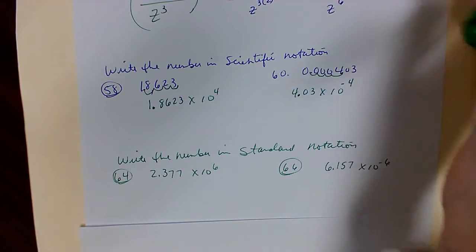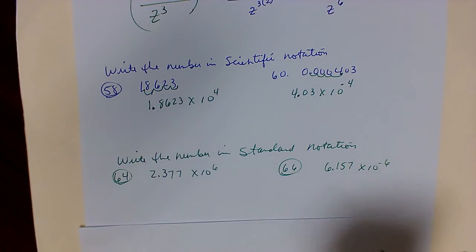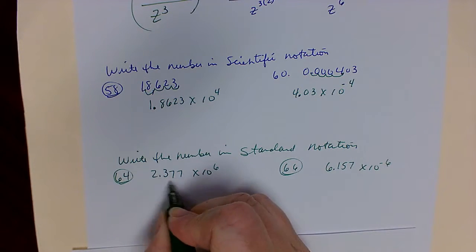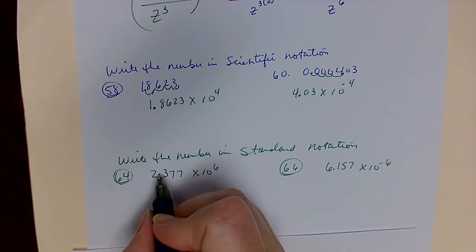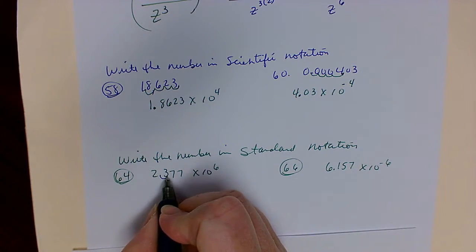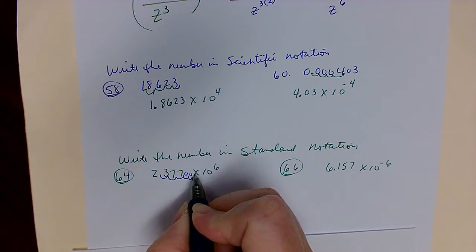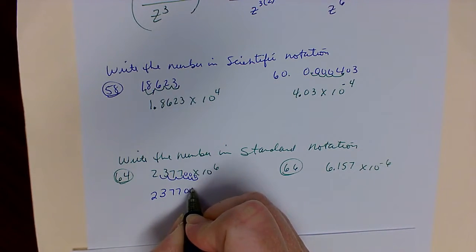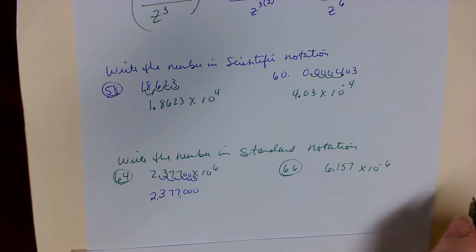Our next two problems, we're going from scientific and we're going into standard notation. So here we have our number, and we're going to move our decimal back to the back end of our number. So we're going to go 1, 2, 3, 4, 5, 6, and we're going to plug in 3 zeros here. So we'll have 2, 3, 7, 7, and 3 zeros. And you can go back and put your commas in if you want to, but you don't need to.